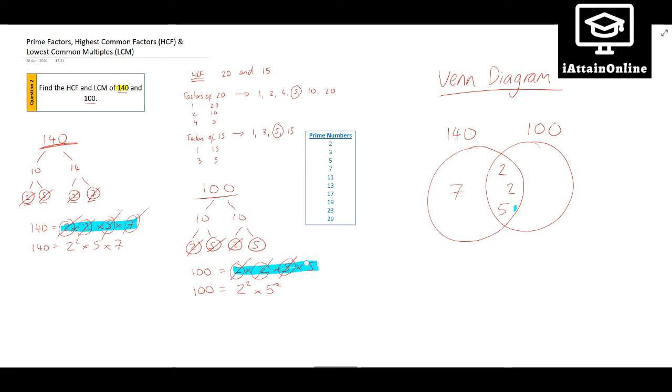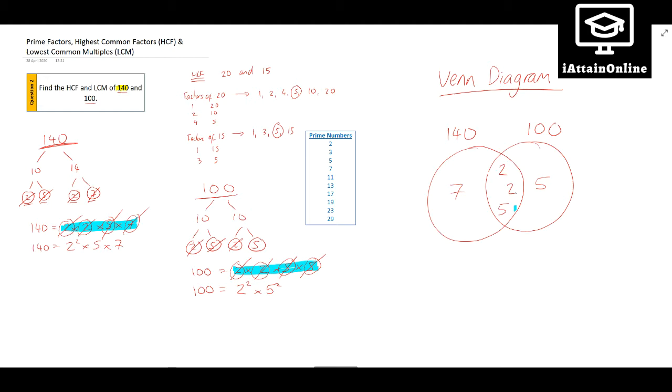And then the 5 is what's left over to write in here. It's always worth checking. Everything in the first circle should multiply to give you 140. Everything in the second circle, including the overlap, should multiply together to give you 100. So 2 times 2 is 4. 4 times 5 is 20. 20 times 7 is 140, so that one works.